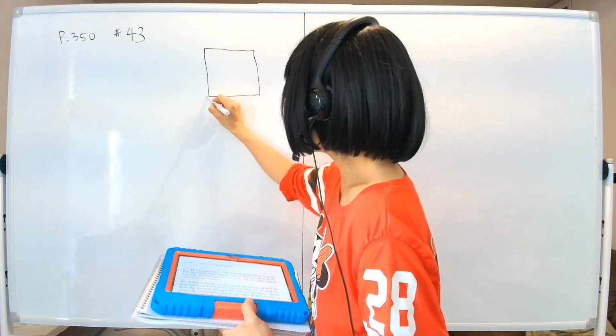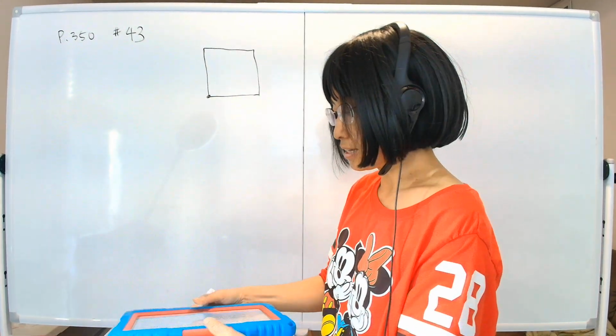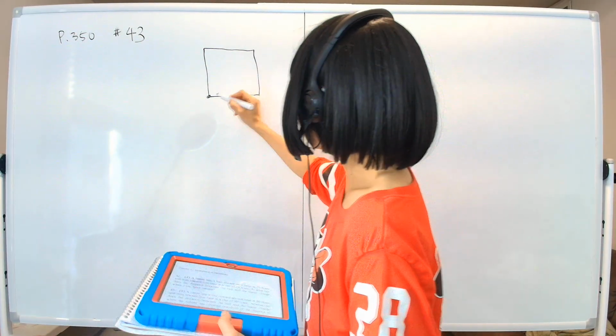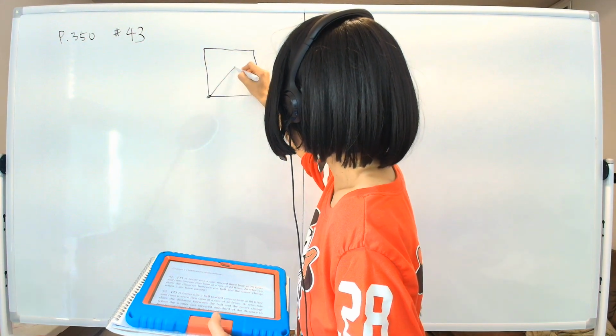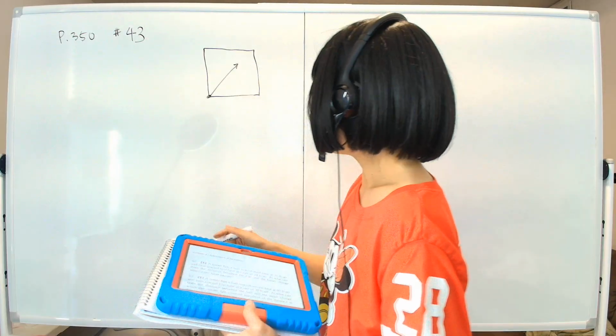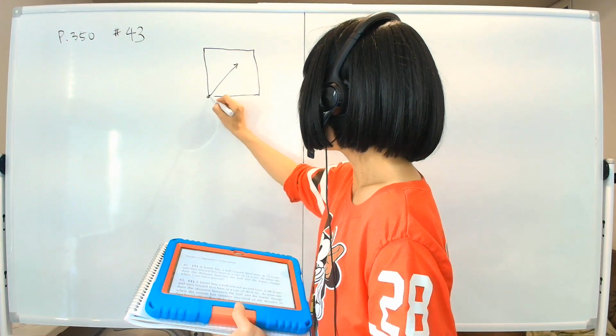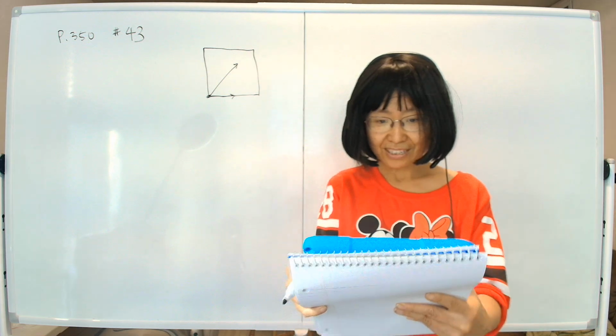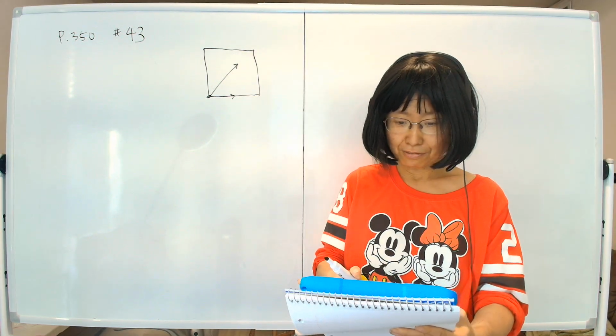Here's the guy. The guy is, no, that's not the guy. That's where the guy comes from. Okay, the guy is hitting a ball this way, and then while he himself is running this way. Okay, so far so good. Now, number 43.